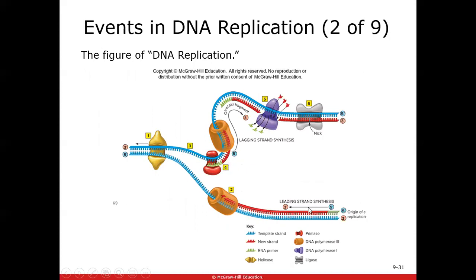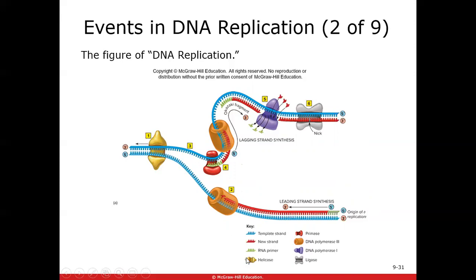So the red is a new strand. This little part here is the RNA primer. These are called the DNA polymerase III. And this that unzips it is the enzyme that uncoils or unzips the DNA. That's called what? Called helicase.